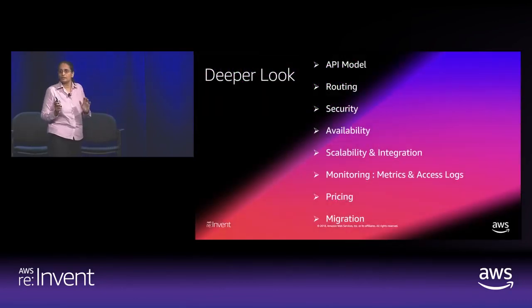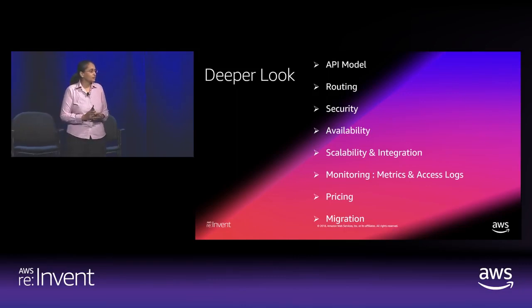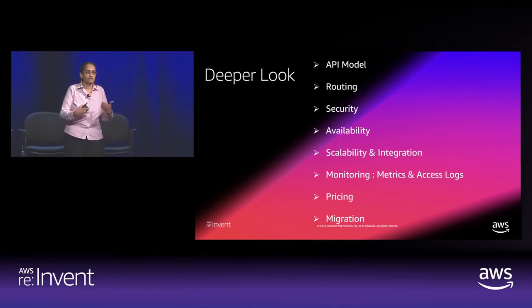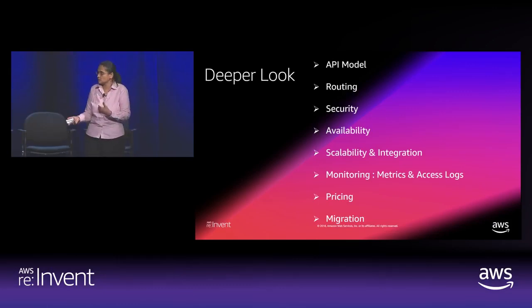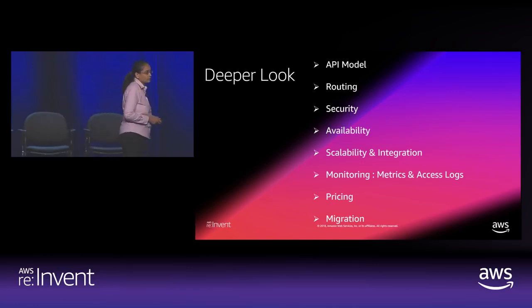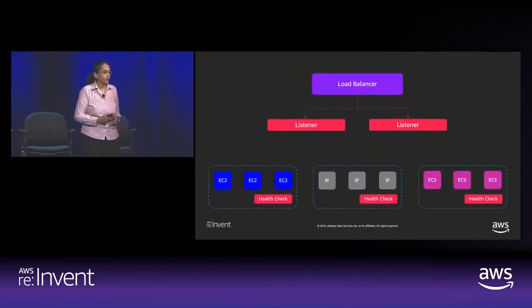So just looking deeper into an application load balancer, we'll cover what the API model changed to, the routing features that we support, security features on the load balancer, the availability model that we use for our own load balancer, and also what we recommend for your application architectures, how we want to scale your applications, the integration with rest of the ecosystem, especially containers and service mesh architectures, the monitoring of your applications, and the pricing models, and how you want to migrate from your current classic load balancers to an application load balancer. So let's start with the API models.